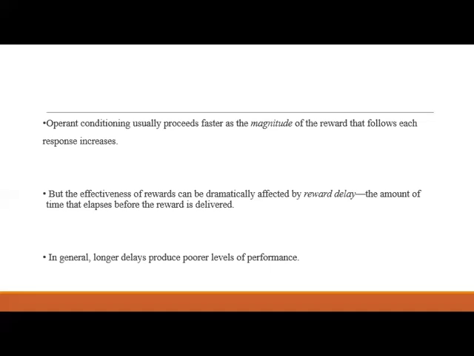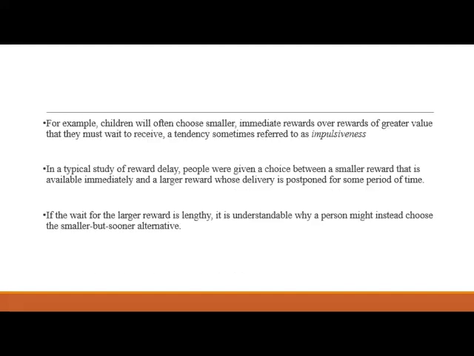Now, operant conditioning usually proceeds faster as the magnitude of reward that follows each response increases. But the effectiveness of rewards can be dramatically affected by reward delay, that is the amount of time that elapses before the reward is delivered. In general, longer delays produce poorer levels of performance. For example, children will often choose smaller, immediate rewards over rewards of greater value that they must wait to receive, a tendency which is sometimes referred to as impulsiveness.